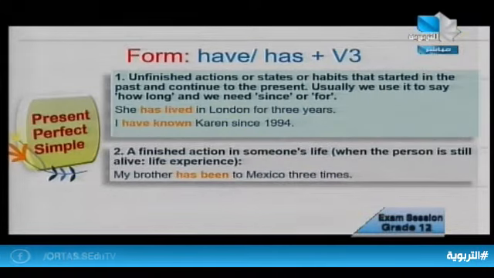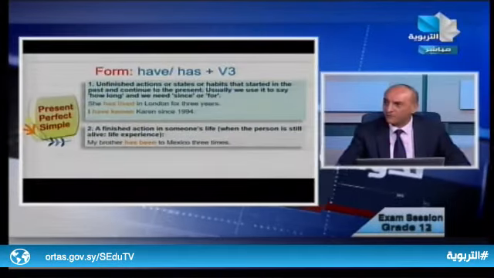Now the second use, a finished action in someone's life, when the person is still alive. It's like life experience. Good. For example, my brother has been to Mexico 3 times. So here we are talking about an event that happened before now. An action that happened before and repeated in the past.